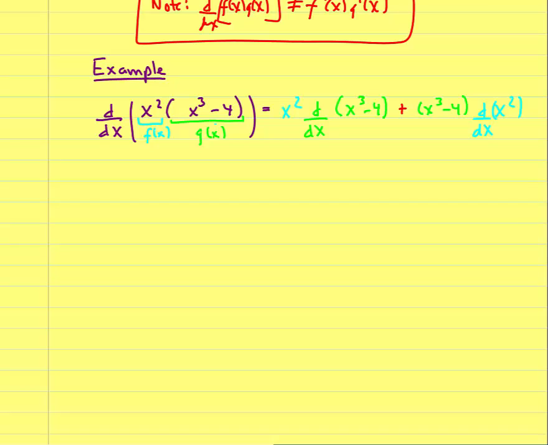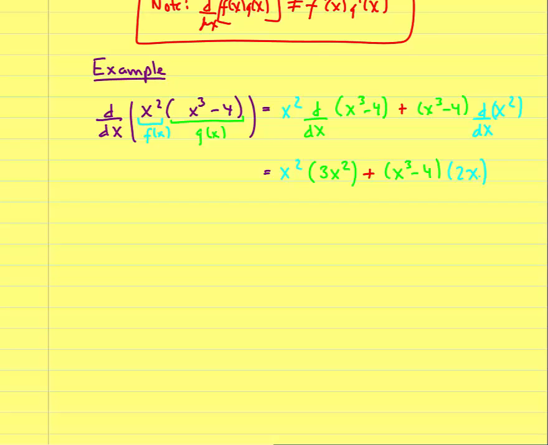So the first times the derivative of the second plus the second times the derivative of the first. It doesn't matter which is first and second here. So if we decided to switch these around for some reason, it wouldn't matter. So again, we're trying to find that derivative. So this derivative is equal to x squared. And the derivative of x cubed minus 4, if you remember our power rule, you bring the 3 down, decrease the exponent by 1, and the derivative of a constant is 0. So first times the derivative of the second plus the second function, which is x cubed minus 4. Make sure you have these parentheses in place. And then the derivative of the second, the derivative of x squared, I'd bring the 2 down and then decrease the 2 minus 1 would give us 1.